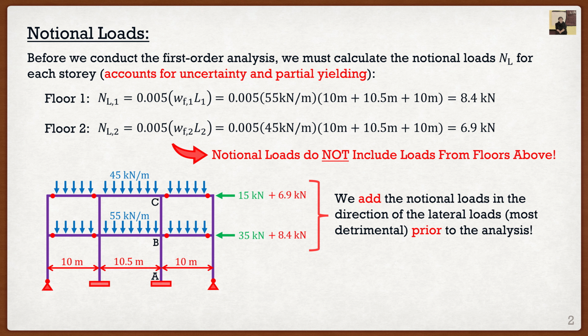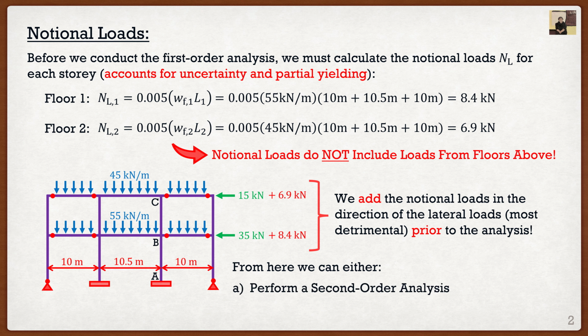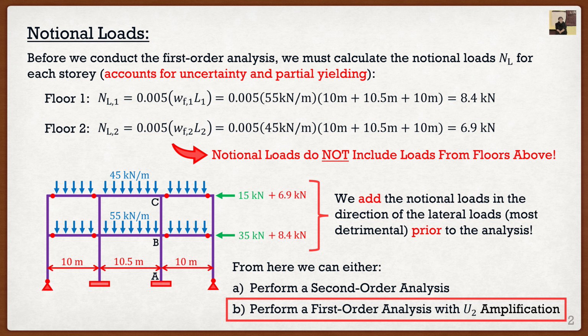So at this point, once we calculate the notional load, we basically have two options as a designer. We can either A, perform a second order analysis, which we're trying to avoid in this particular example, or B, we can perform a first order analysis and amplify some of those moments and axial loads using a U2 amplification factor. This option B here is that simplified method in CSA, and as you may guess, this is the method that we are going to use.